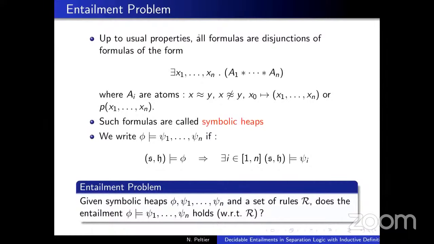Then we can show that all the formulas are actually equivalent to disjunctions of formulas of the following form: an existential quantification of a separating conjunction of atoms. Such formulas are what we call symbolic heaps, and we are interested in solving the entailment problem for such symbolic heaps. That is to say, given formulas phi, psi 1, ..., psi n that are symbolic heaps, and given a set of inductive rules, we want to check whether all models of phi are models of one of the psi i.